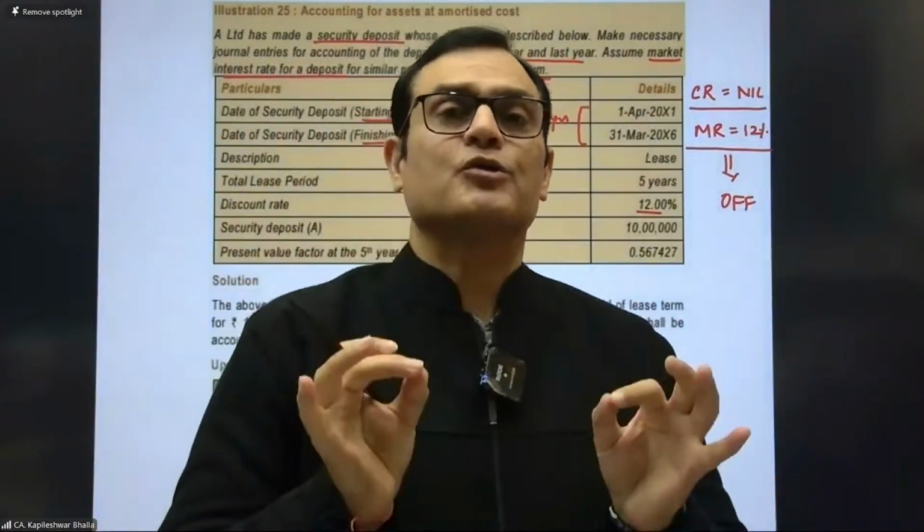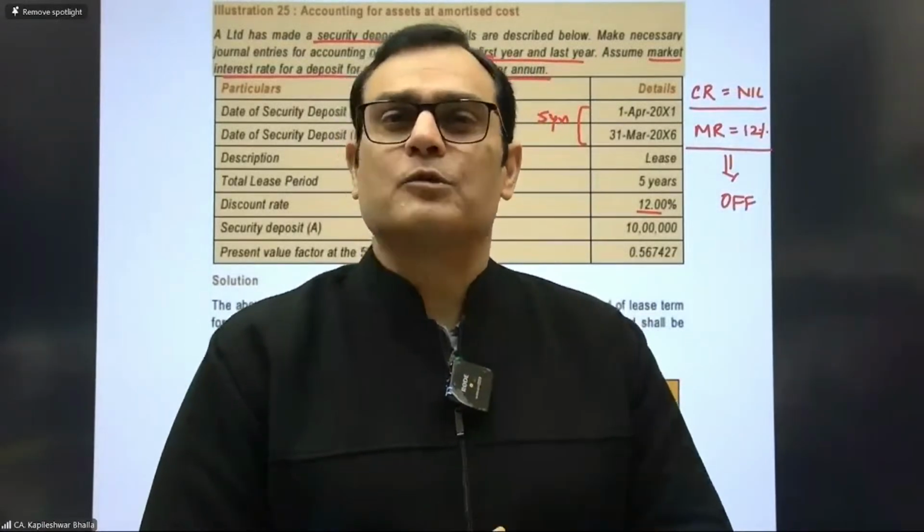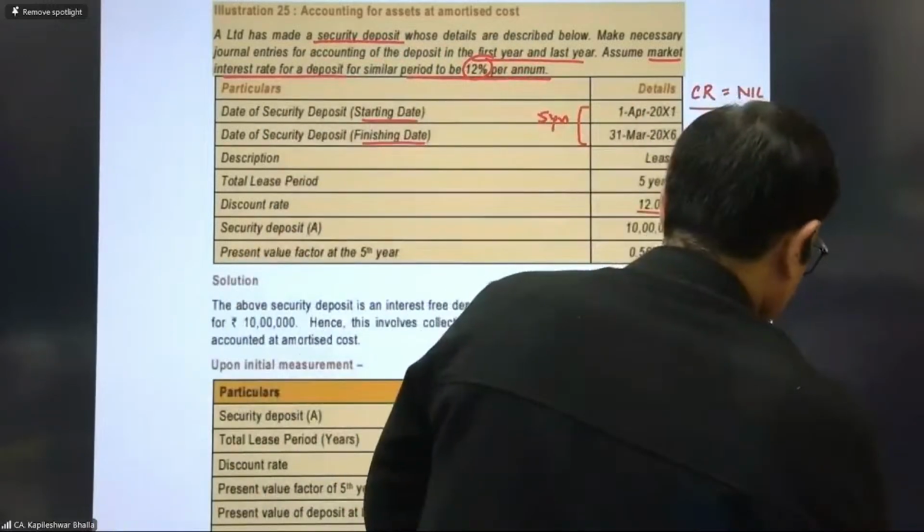Let's see the entries at the inception. And let's also see the entries which will be done for a period of 5 years, especially the security deposit account, which is going to be a financial asset, and this will be accounted at amortized cost because this is going to be held till maturity. So let's solve this illustration. We're going to begin with the inputs, first of all calculating the fair value of this asset. Let me keep the question in front of me.